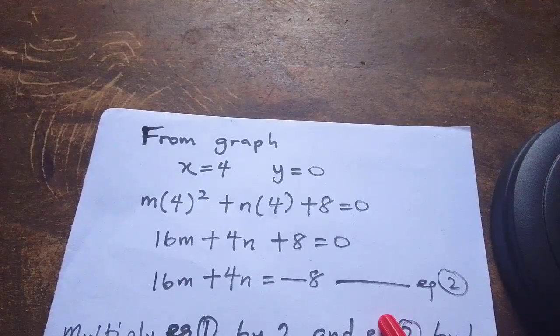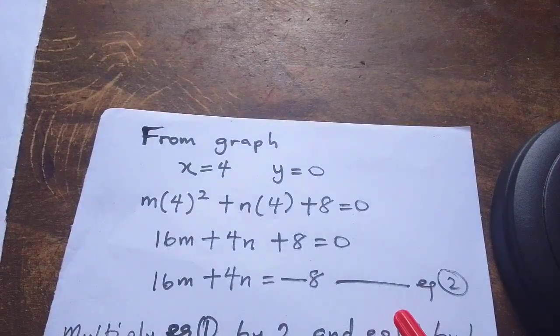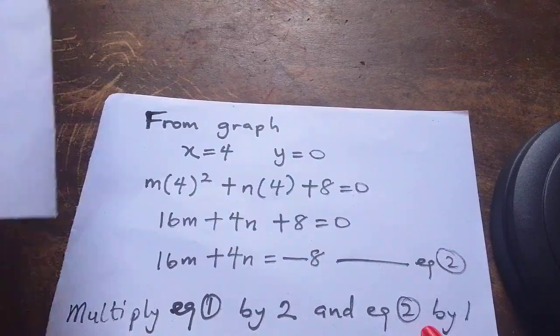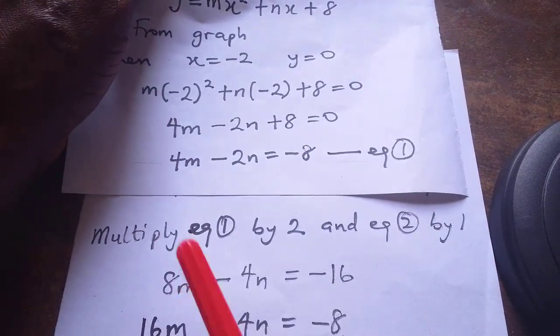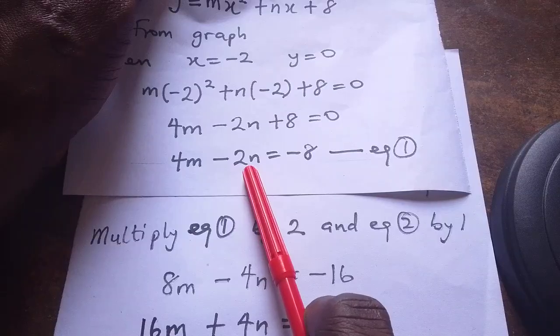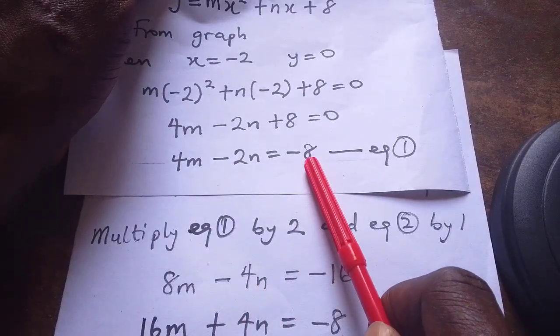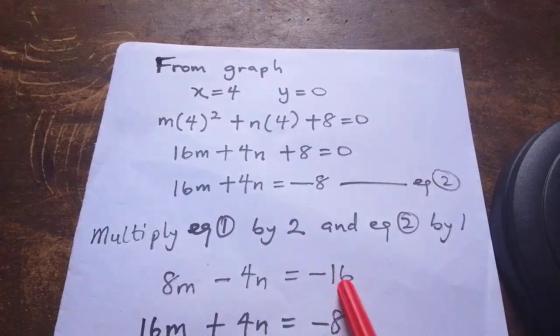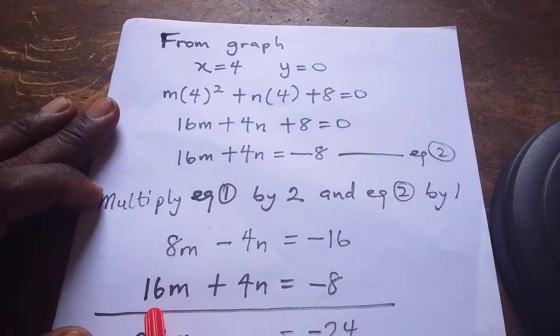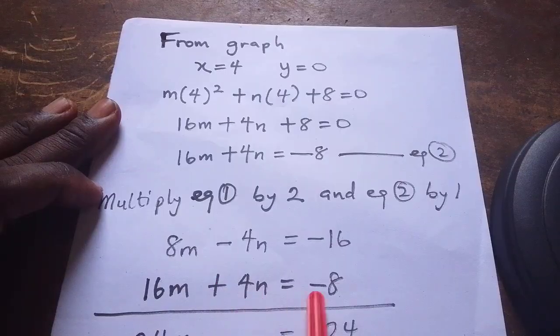So now our equation 1 is 4m minus 2n is equal to minus 8. So now for us to be able to eliminate n, we will multiply equation 1 by 2 and equation 2 by 1. So if we multiply this equation by 2, then 2 times 4m is 8m, minus 2 times 2n is minus 4n, minus 8 times 2 is minus 16. Then this one we are multiplying by 1 to retain 16m plus 4n is equal to minus 8.